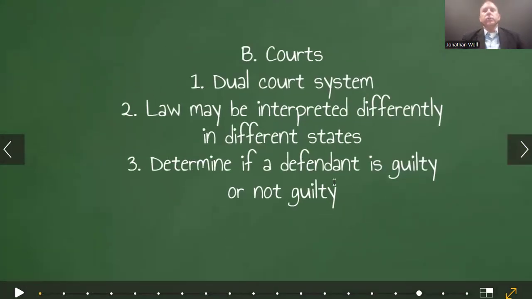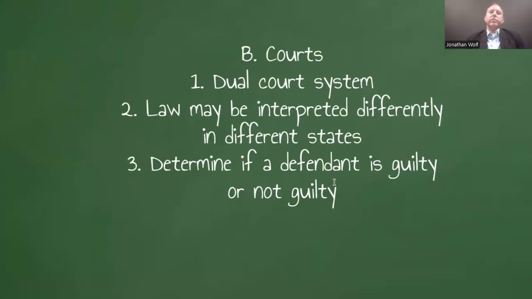Let's talk about the court system as part of criminal justice. So we do have what's known as a dual court system. We have a state court, we have federal court, and the court system in the United States is said to be the most confusing in the world. There's a lot of different courts. Each state does things differently, and laws may be interpreted differently in different states.